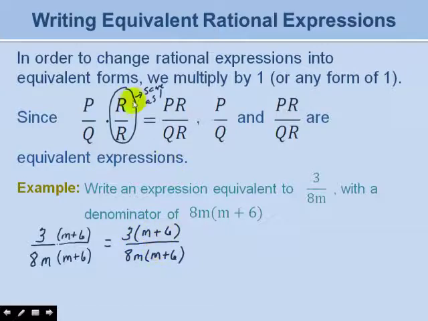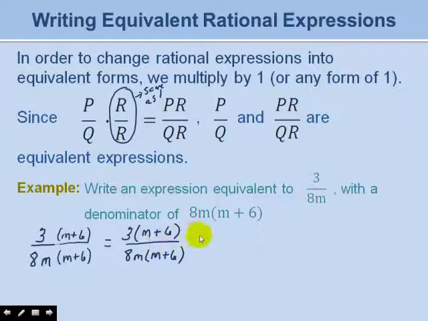Notice how this looks a lot like our formula up here. We have our original rational expression, the p over q, in this case the 3 over 8m, and then we're multiplying by the same factor on the top and the bottom, which up here was the r. In this one it's the m plus 6.